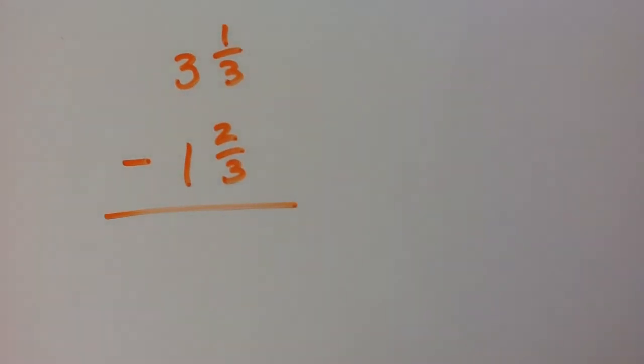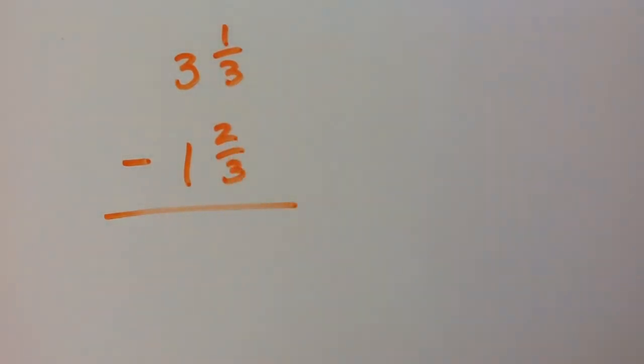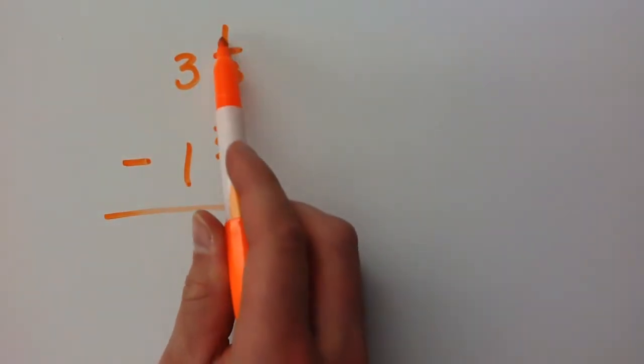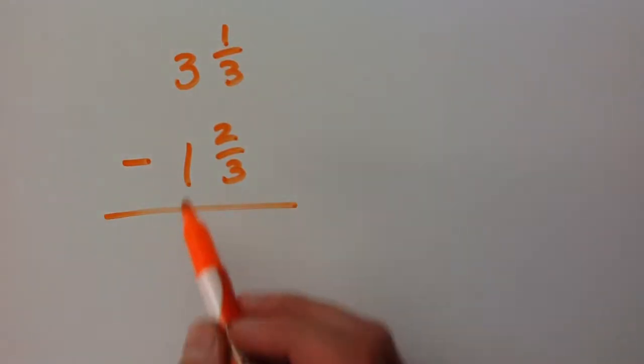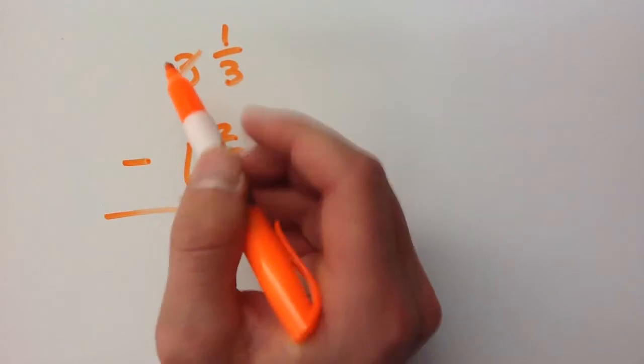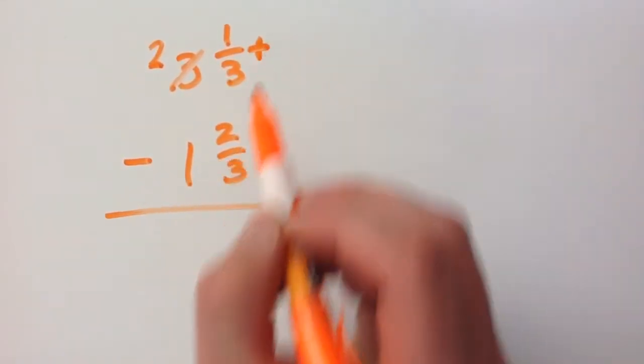3 1/3 minus 1 2/3. I'm subtracting these mixed numbers and they have a common denominator, right, of 3. So I look at their numerators, I have 1 minus 2, which I can't do, so I need to borrow. And if I borrow, I'm going to borrow from the 3 and it becomes a 2. And I would need to add a whole fraction to this.